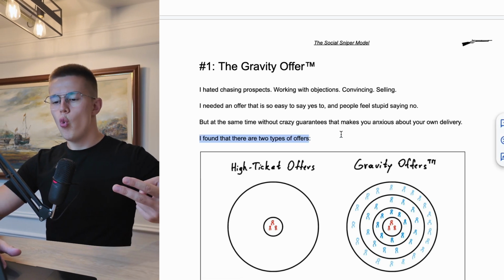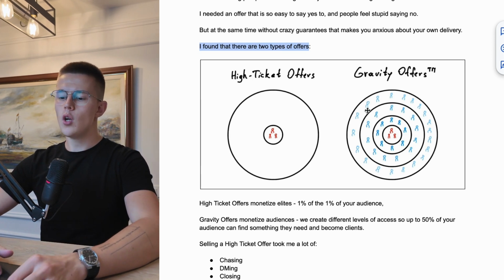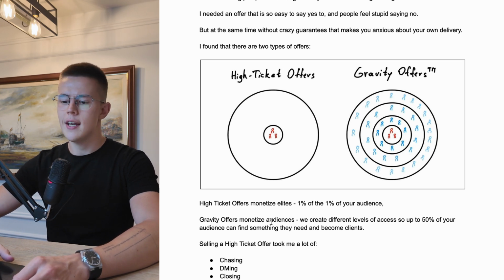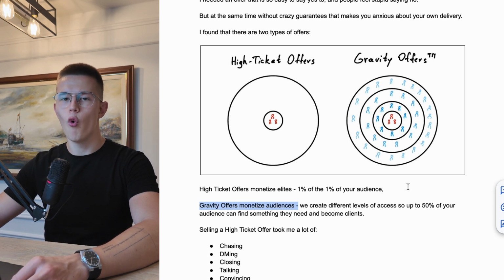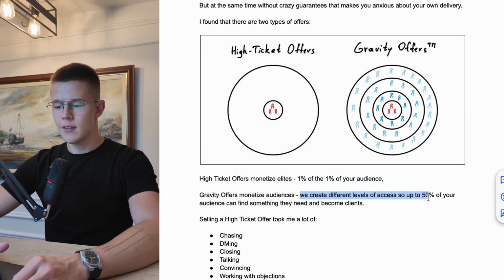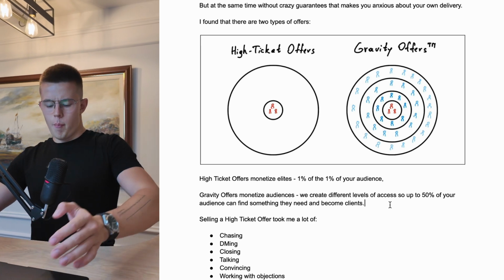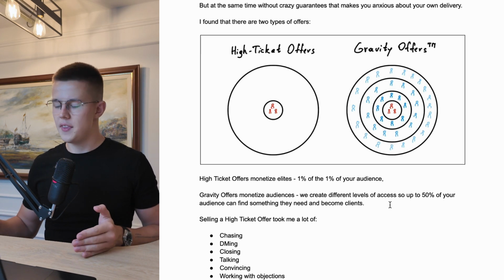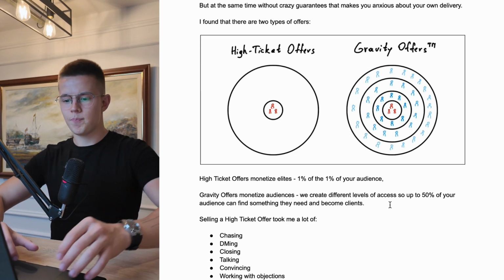So I found there are two types of offers. There are high ticket offers and there are gravity offers. While high ticket offers monetize elites, meaning 1% of the 1% of your audience, gravity offers monetize the entire audience. We have something to offer to every single part of our audience. We create different levels of access, so up to 50% of your audience can find something they need and become clients. My goal is simple, turn as many followers as I can into paying clients. Doesn't matter how much they pay just yet, but I want an audience of paid clients.